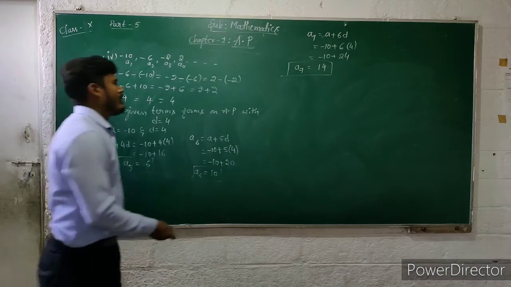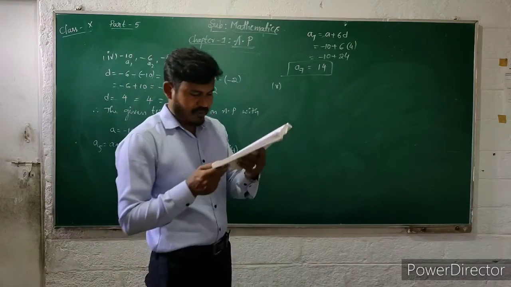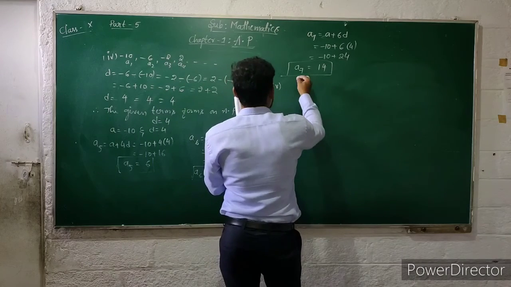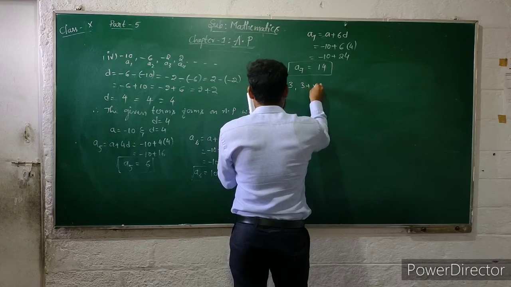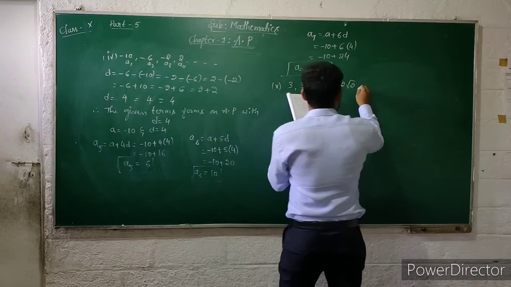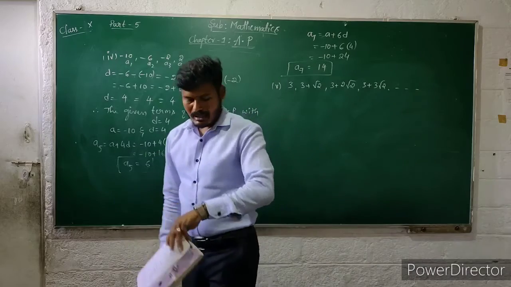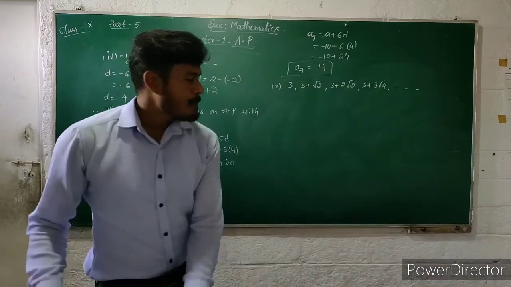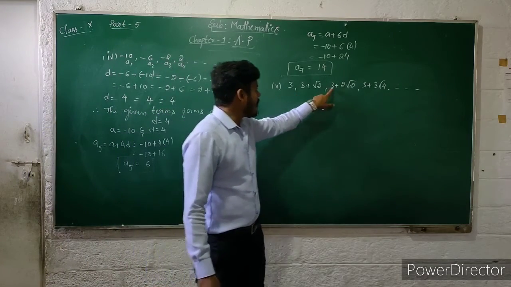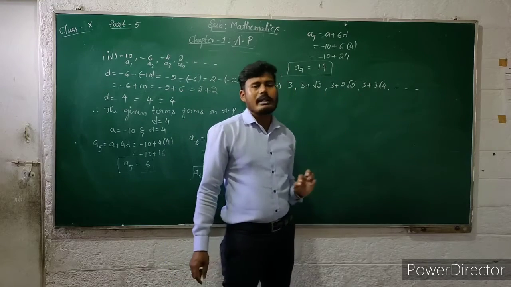Then going on to the next question, I think the fifth question: 3, 3 plus root 2, 3 plus 2 root 2, 3 plus 3 root 2, and so on. So we know that these are called, these numbers are rational numbers and these are irrational numbers.